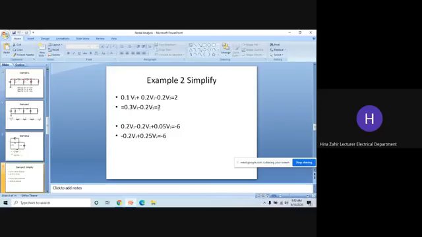0.3 V1 minus 0.2 V2 minus 0.2 V1. Why is 0.3 here? Because we have added the like terms, 0.1 plus 0.2, since they both have V1. So we add them, and minus 0.2 V2. Similarly, here we have two equations. 0.3 V1 minus 0.2 V2 is equal to 2. Minus 0.2 V1 plus 0.25 V2 is equal to minus 6. So this is a simultaneous equation.